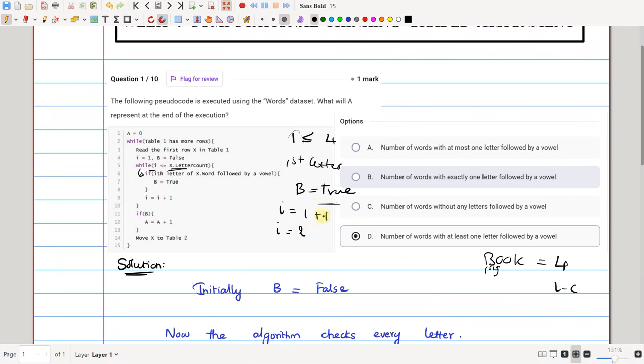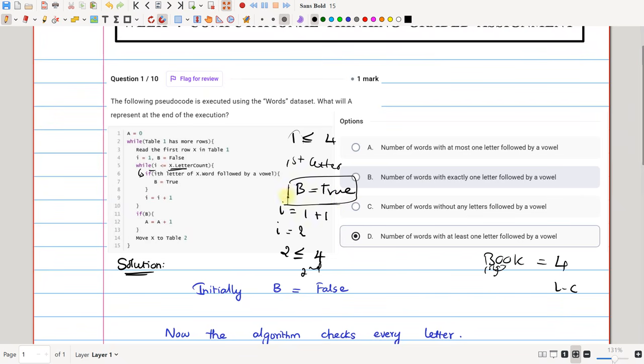Now again I have to compare these two. 2 is less than or equal to 4. Remember, our b is true here, right? So see here, if 2 is less than or equal to 4, then again you will have the second letter. So the second letter is also followed by a vowel. So you will get the true condition. Already the b is set to true, so it will not be counted again.